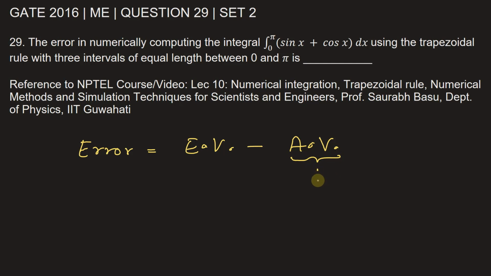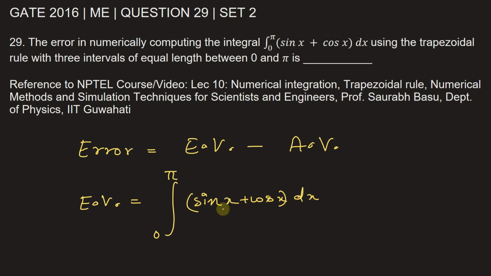using the trapezoidal rule. So let's first calculate the exact value of this integral, which is the integral from 0 to pi of (sin x plus cos x) dx. So this is equal to the integral of sin x, which is minus cos x, plus the integral of cos x, which is sin x, and the limits are from 0 to pi.